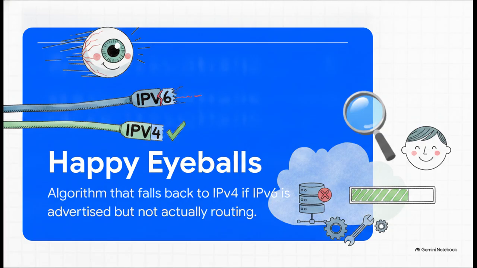Now, Happy Eyeballs is an algorithm that correctly falls back to IPv4 if IPv6 is being advertised but isn't actually routing successfully end-to-end. It brilliantly protects the user experience. They don't even notice a drop. But for us as administrators, it actively masks underlying IPv6 routing failures. It's a bit of a frenemy in that way.